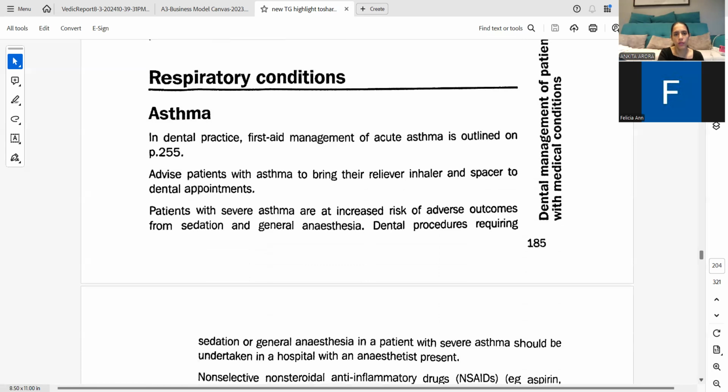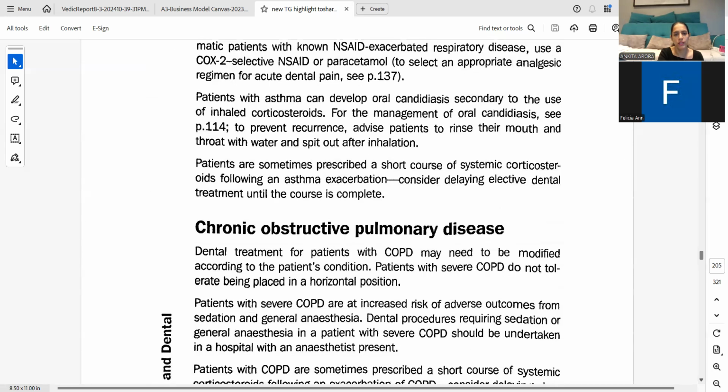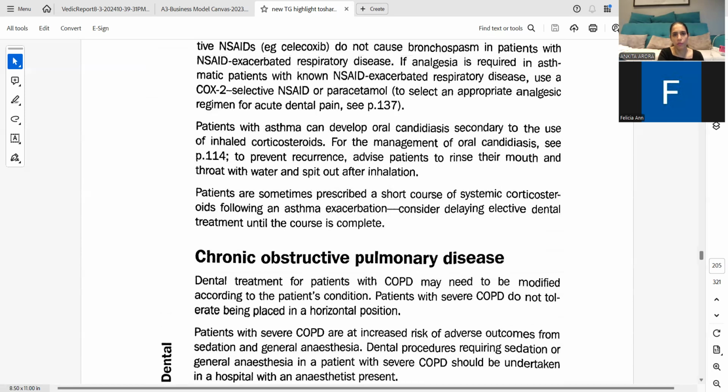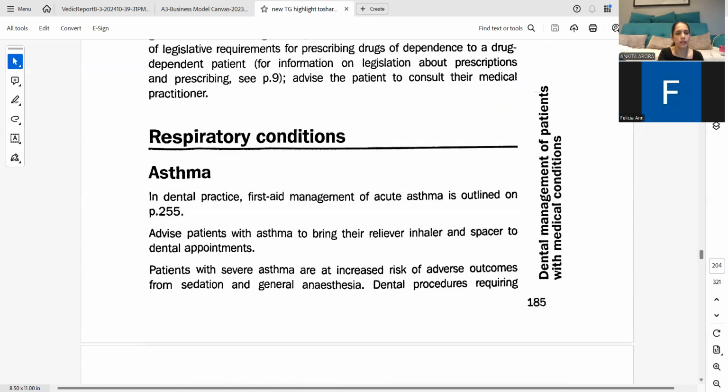And then we have respiratory diseases. We will begin from respiratory diseases in the next session.